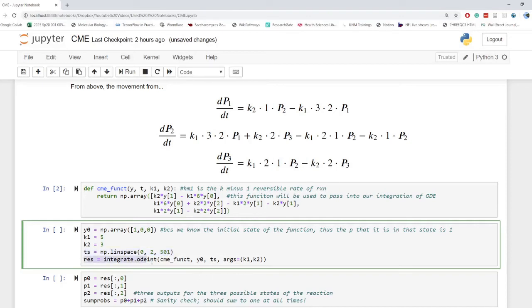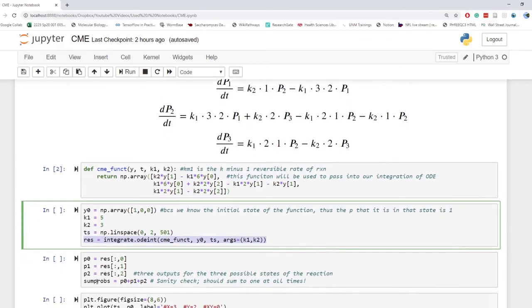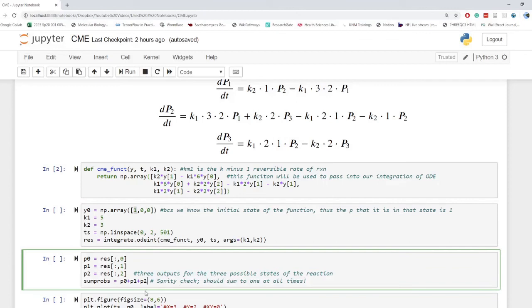And then I integrate just like how we integrated with the ordinary differential equations in the previous video. Then we print out and we see the result of P0, P1, P2 similarly. And the one little gimmick, I call it a sanity check, is that the sum of the probabilities should be 1 at all times, right? Just like how the sum of the probabilities at the initial state was 1, because it's a 100% chance that it's in state 1. The sum of all of these should still be 1 as you integrate. And so I'll just plot that to show that this probability model does work, okay?